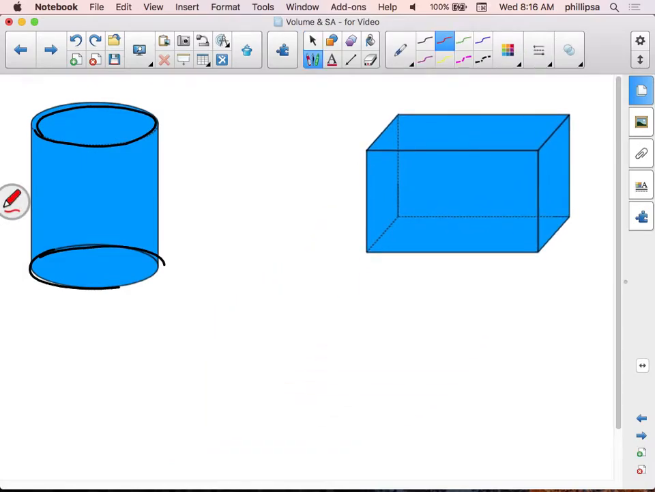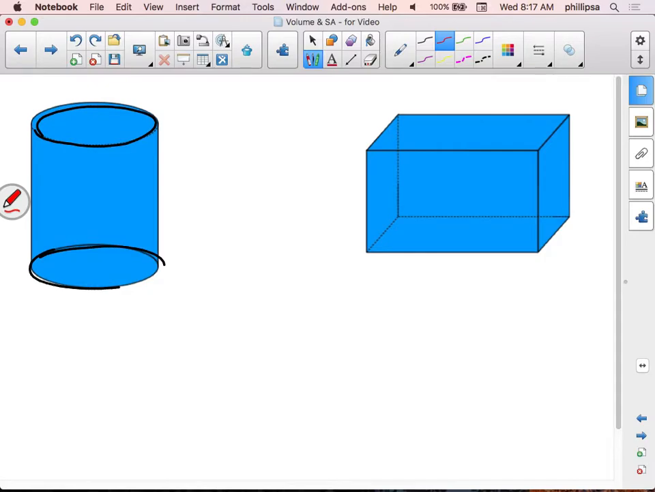So volume is the space inside a three-dimensional solid, or you could think of it as how much can you fill a three-dimensional figure with, okay? So a lot of the times it's easy to think of a cup and how much water it could fill. That would be the volume of the cup, okay? Or how much tissues can go into a tissue box. That would be filling the tissue box. That would, of course, be the volume, okay?